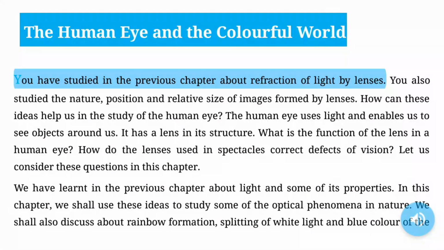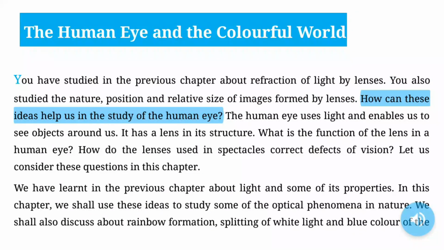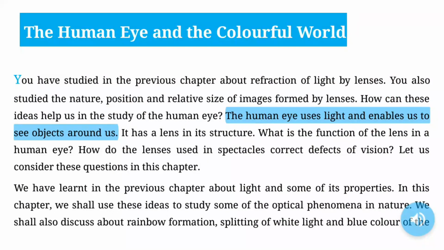Colourful World. You have studied in the previous chapter about refraction of light by lenses. You also studied the nature, position and relative size of images formed by lenses. How can these ideas help us in the study of the human eye? The human eye uses light and enables us to see objects around us.